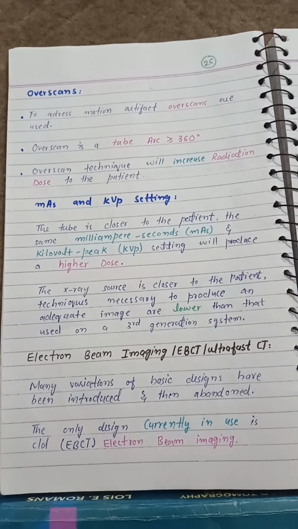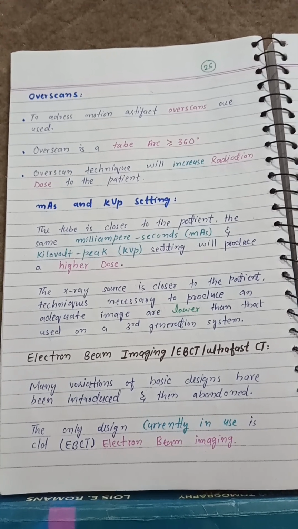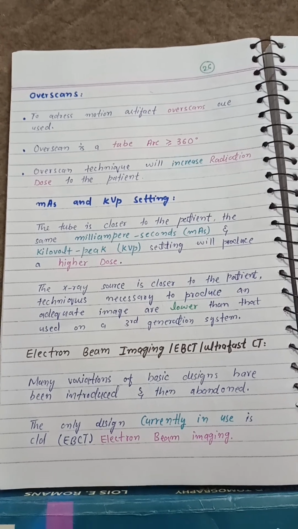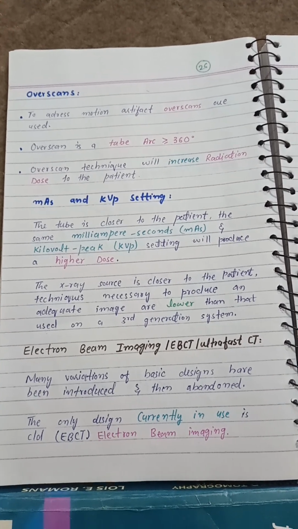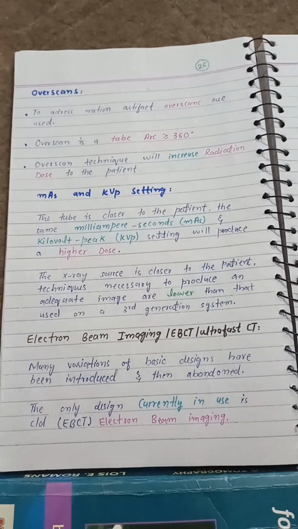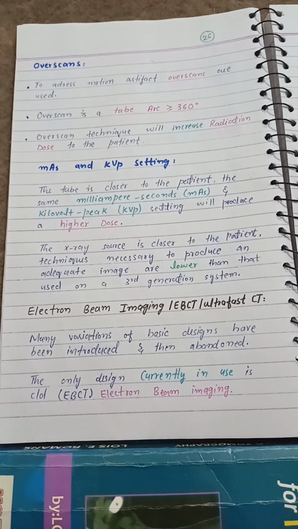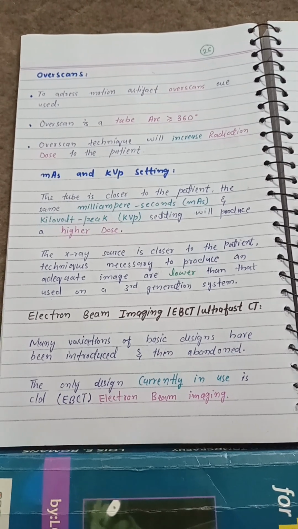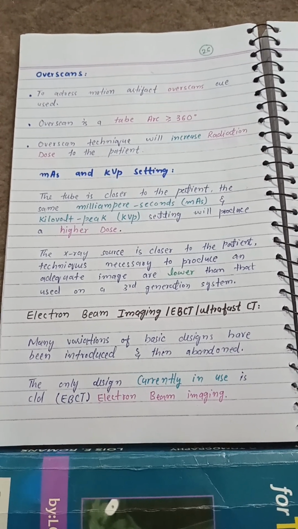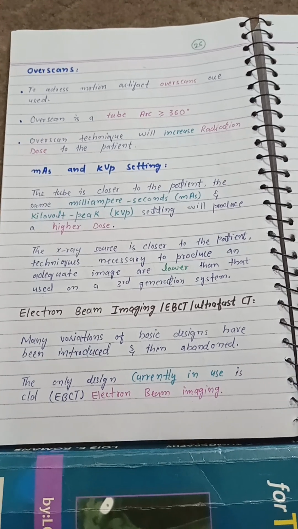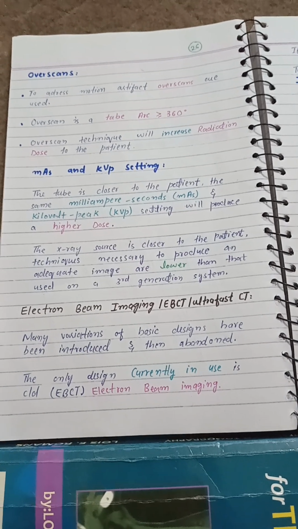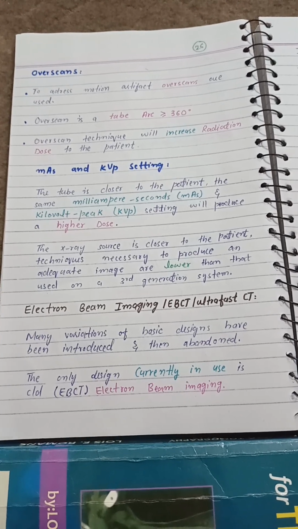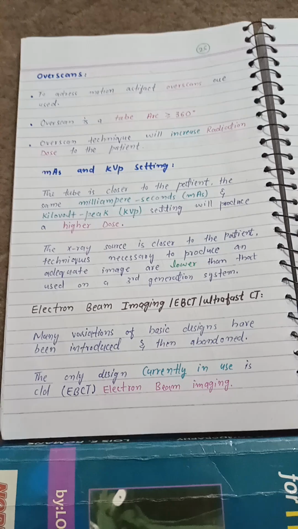Overscans. To address motion artifact, overscans are used. Overscan is a tube arc greater than 360 degrees. The overscan technique will increase radiation dose to the patient. Because the tube is closer to the patient, the same milliampere seconds (mAs) and kilovolt peak (kVp) settings will produce a higher dose. Since the X-ray source is closer to the patient, techniques necessary to produce an adequate image are lower than those used on a third generation system.